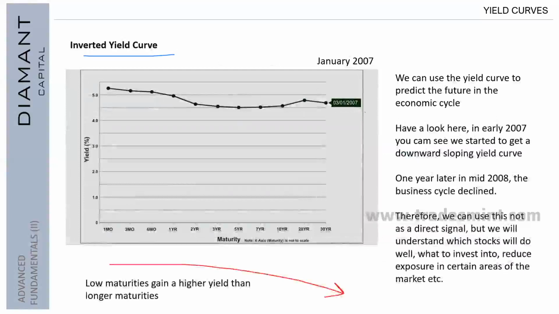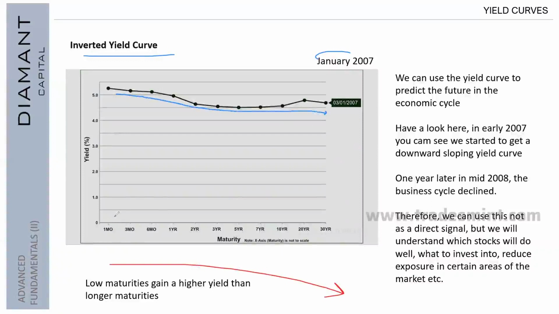So the inverted yield curve. We can use the yield curve to predict the future of the economic cycle, as we just explained. Now have a look here. In early 2007, you can see that we started to get a downward sloping yield curve. So this is in January back then, and we started to get a downward yield curve.